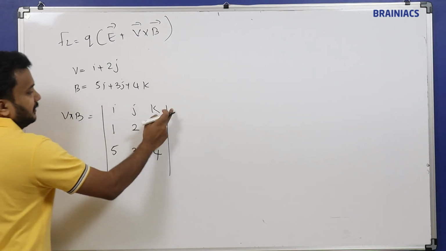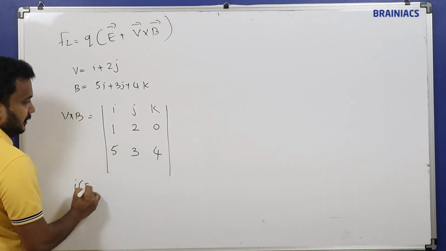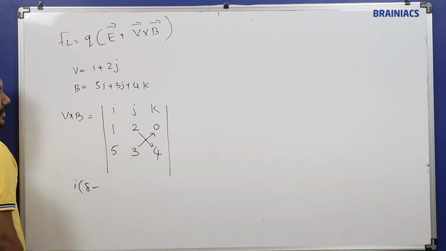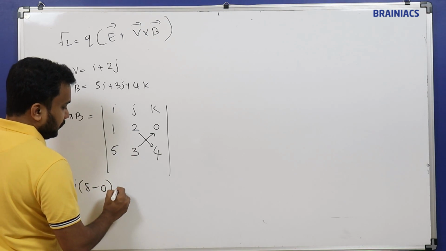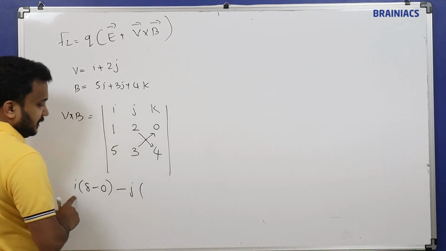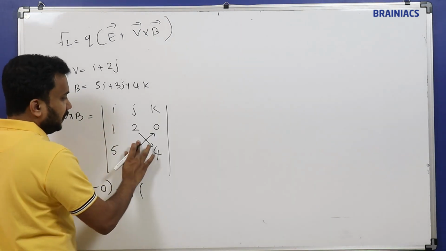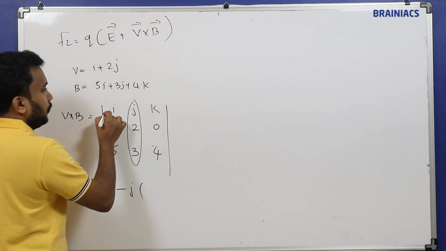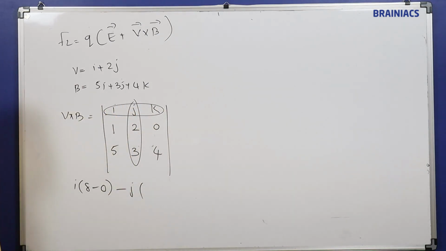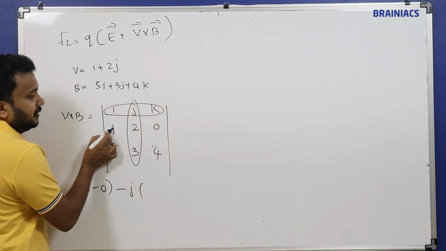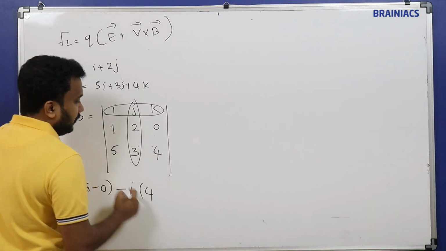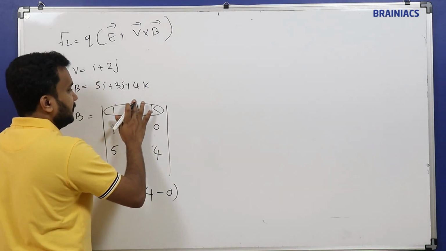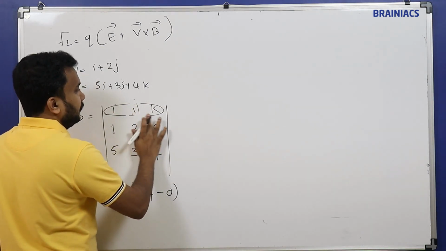So i: cross out the row and column, 2 into 4 is 8, 8 minus 0. The first sign is plus, the second is minus. So for j, take this column and forget this row, then multiply 1 with 4, which is 4, and 5 into 0, which is 0. That's all. So once it is done, it is done.